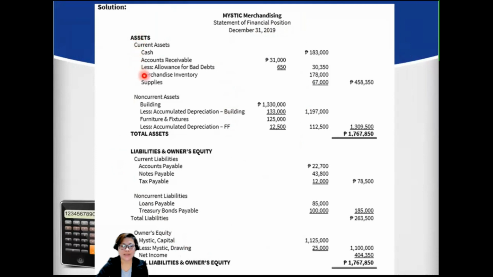We have assets there, current assets and non-current assets. Look at how it is being presented. Because there is an allowance for bad debts there, this is now the total accounts receivable. So it is deducted. If you place here less, don't put a negative anymore with this amount. And current assets, then we have liabilities and owner's equity. So that is the report form.